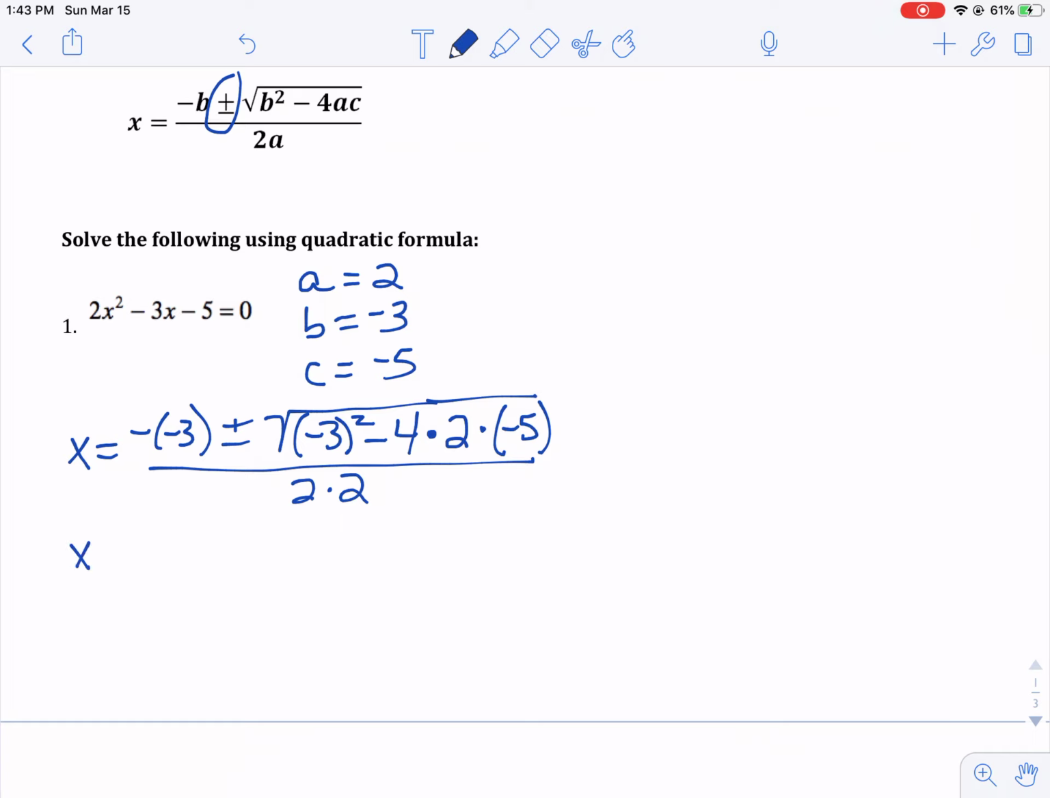Alright, so now it's just cleanup time. So in the front, we've got a negative 3. Well, double negative makes a positive. Plus or minus, and I'm going to write the square root. Now from here, what I want you to do is to just type the items under the radical. Do not type radical.